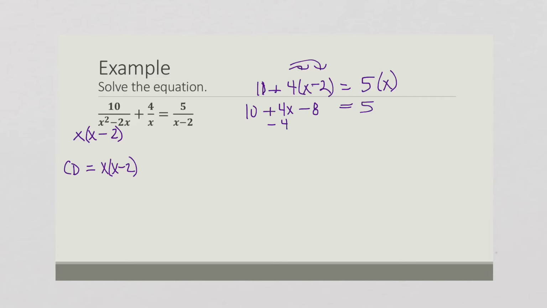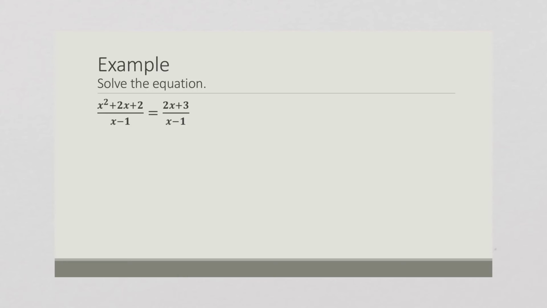I'm going to take away my 4x from both sides. And I get 2 equals x. Well, once again, if I plug 2 back in here, it's not going to work out for me. So 2 is not a solution to this equation. Now sometimes when we work these, we're going to get multiple solutions, and we have to check them all because some of them might work and some of them might not. Let's look at this example.